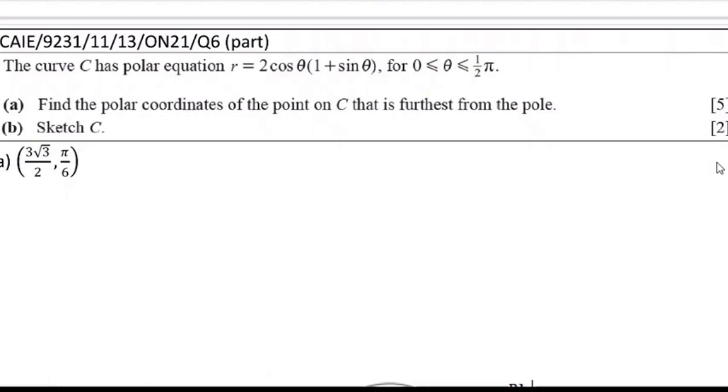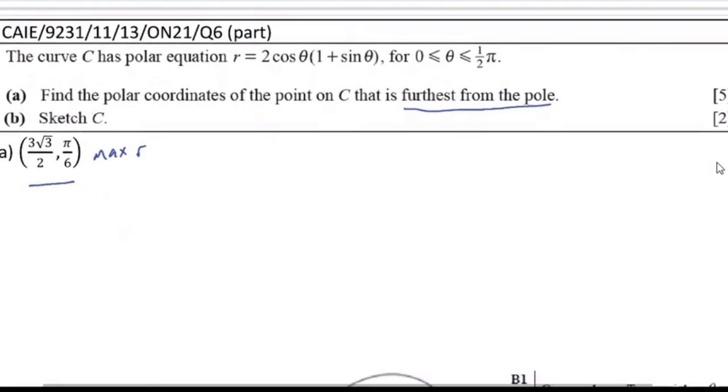The feature that we have here is, at this point, it should be furthest from the pole, or this is actually our maximum r here. As we do the sketching, we will see that theta is from 0 to half pi, which is in the first quadrant. Also, we can see the function here is not so straightforward, so we can expect that it is not really a strictly increasing r or a strictly decreasing r. That's why part A is here to help us.